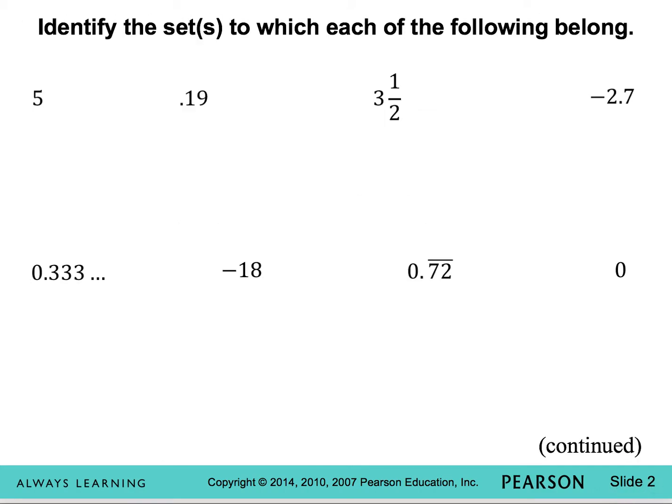Okay, so identify the sets to which each of the following belong. 5 is a natural number, right? 1, 2, 3, 4, 5. It's a counting number. It's also a whole number. Okay, it's also an integer. It's a rational number. And they're all real numbers. By the way, I didn't tell you what the real number symbol was. It's not just a capital R. It's a capital R with an extra leg.